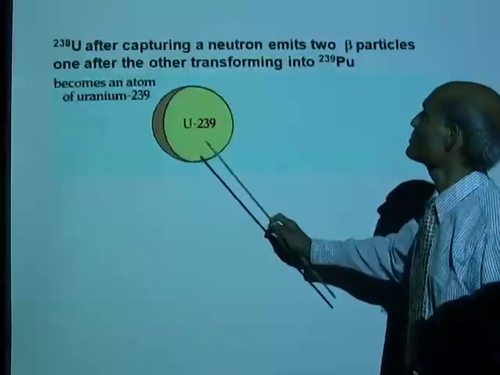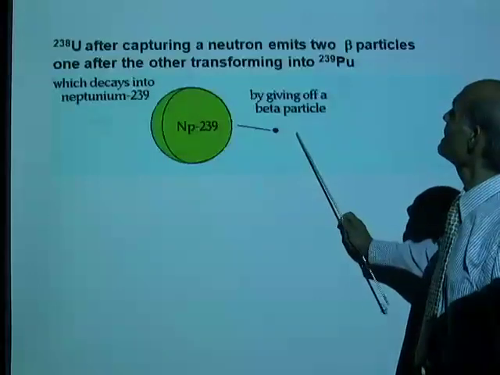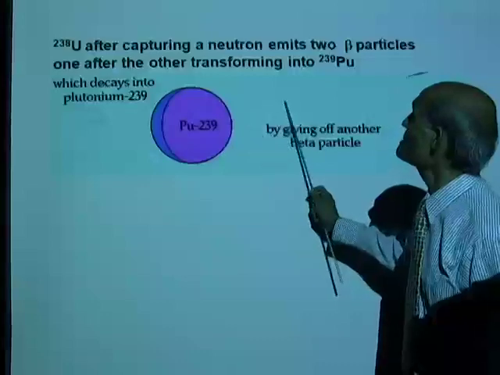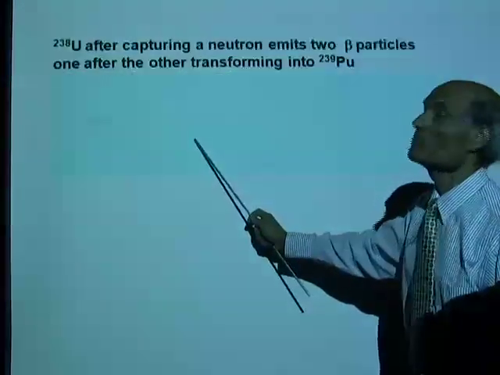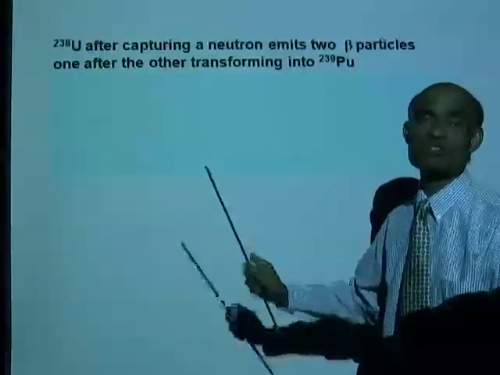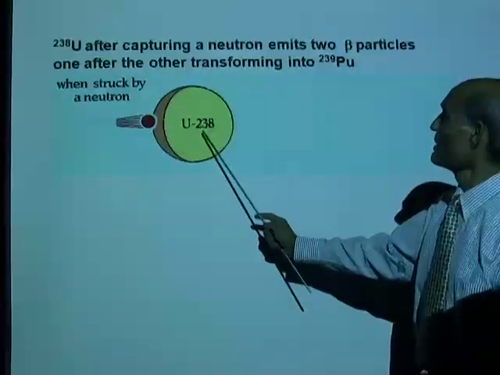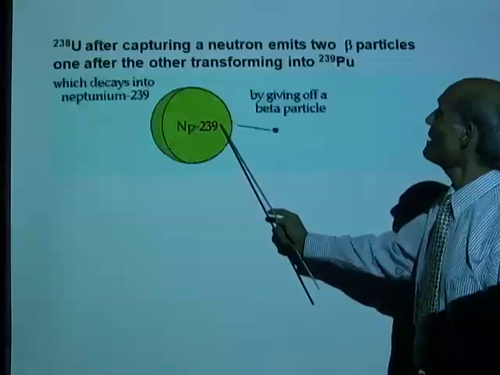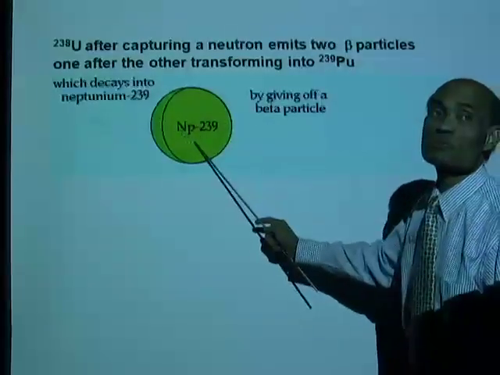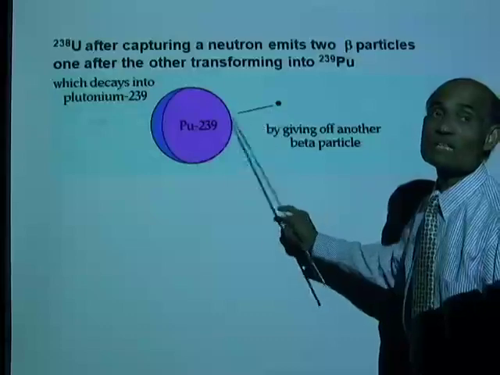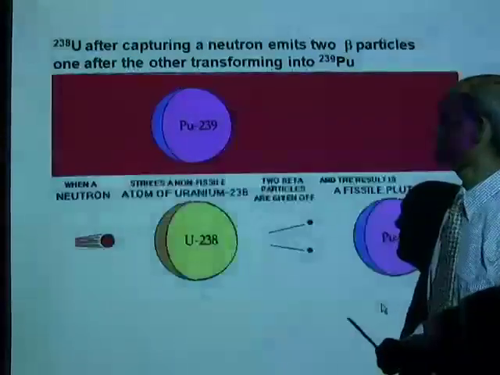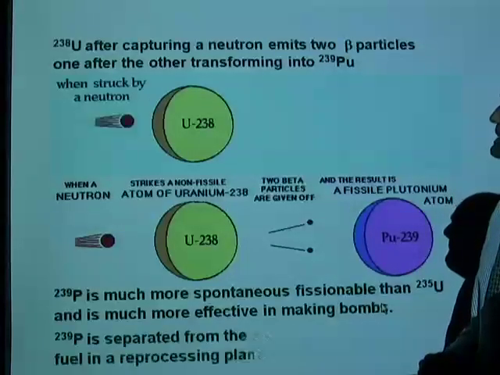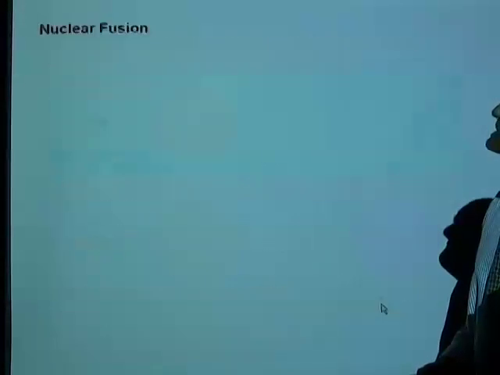Uranium-238 becomes uranium-239, emits a beta and becomes neptunium-239. It will emit a beta and finally becomes plutonium-239. So watch that carefully one more time. Uranium-238 becomes uranium-239, emits a beta, becomes neptunium-239, emits a beta, becomes plutonium-239. All right. I think that sort of explains itself.